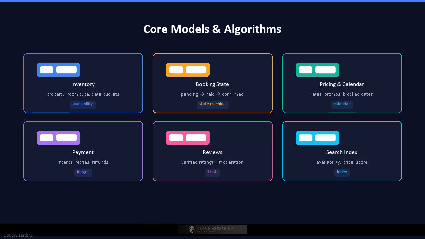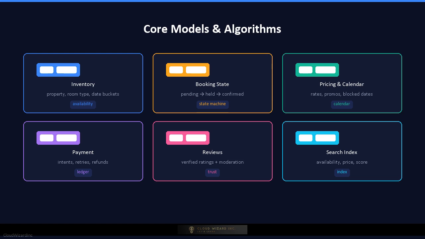The core models and algorithms. The inventory model tracks rooms, room types, properties, and availability calendars, usually at the granularity of property, room type, and date. The booking state machine moves a reservation through states like pending, held, confirmed, checked in, completed, canceled, or refunded, with strict rules for each transition.